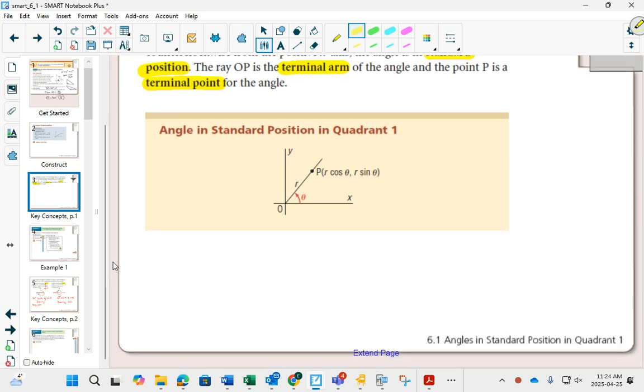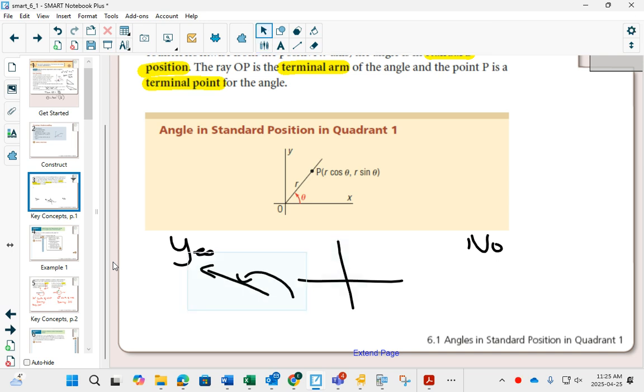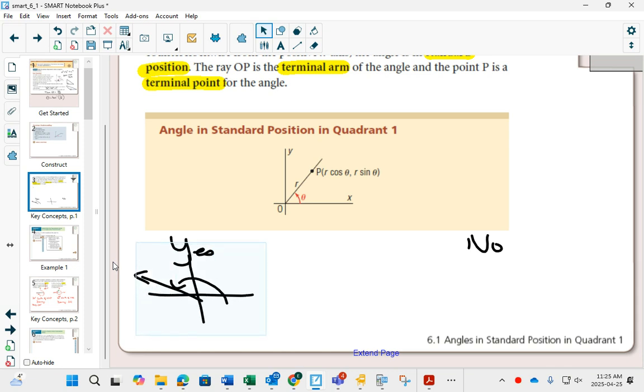So I'm going to play a little game. I'm going to put yes here and no over here. And I'm going to draw an angle. And we have to decide, is this in standard position or not? And once we've done a couple, and you can guess, you think that one is yes or no? Some no's, some yes. This one actually is in standard position.